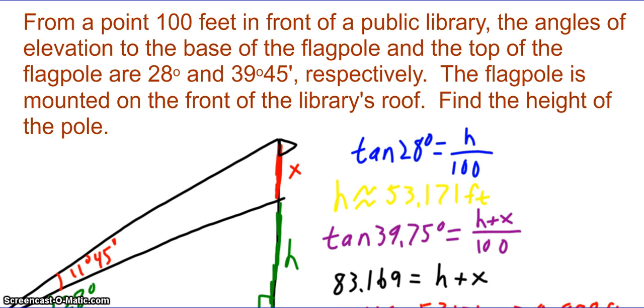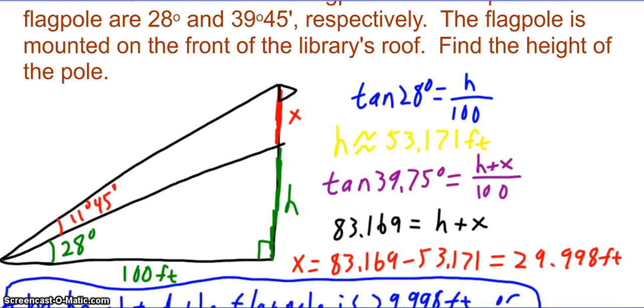A couple things I want to refresh your memory on when we're doing word problems. Make sure you draw a picture. Make sure you answer your question in a sentence. So first I drew the picture. We need the picture to make sure we understand the problem. So I have two right triangles, one large right triangle and one smaller right triangle inside of it. H represents the height of the library. X represents the height of the flagpole on top of the front of the library. I didn't draw the library, but that would be off to the right here. So then this is my diagram.